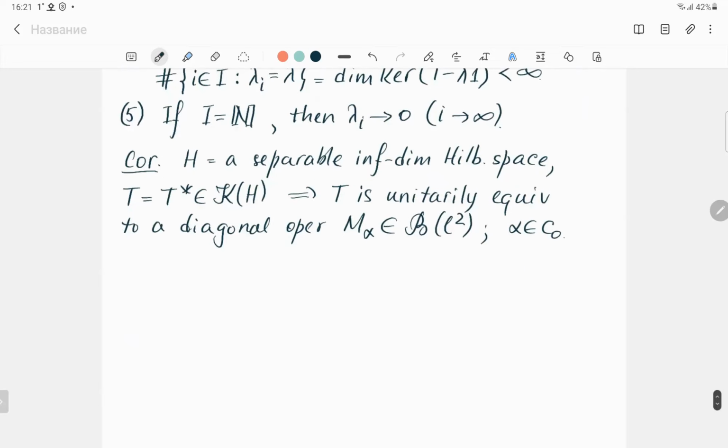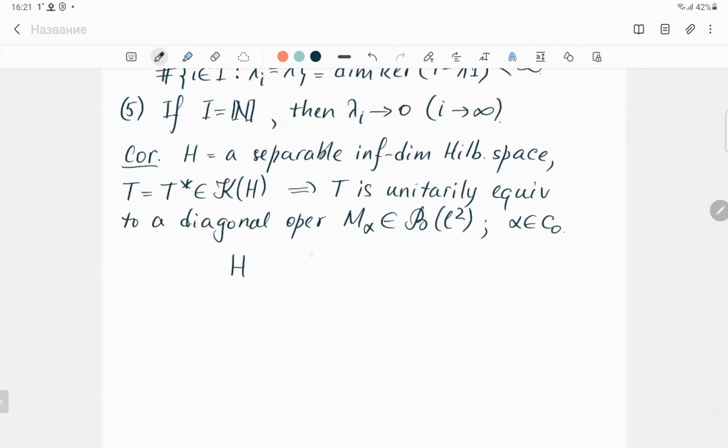Here, unitary equivalent means that we can find a unitary isomorphism U between H and little l2, such that the following diagram is commutative. So essentially, this means that each compact self-adjoint operator is diagonal.